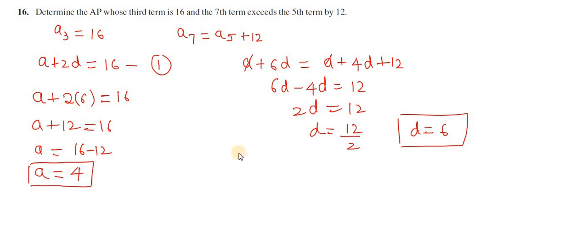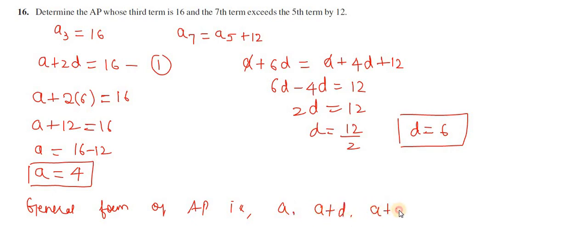Now what we should do? We need to find the AP, determine the AP. The general form of AP is A, A plus D, A plus 2D, A plus 3D, and so on.